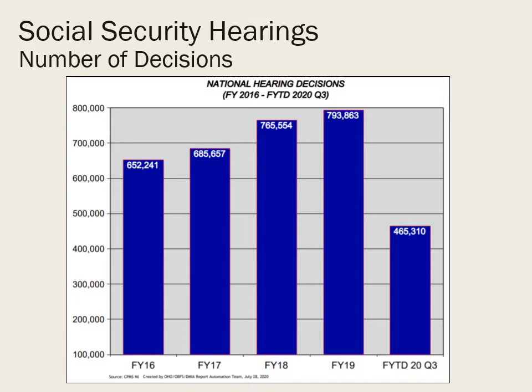The Social Security Administration has a particularly robust adjudicatory system, including ODAR, as well as a separate Office of Hearings and Appeals for non-disability related benefits. You can see that the Social Security Administration typically hands down many hundreds of thousands of decisions per year. We've got a drop-off to a mere 465,310 up to Q3 of fiscal year 2020. That drop-off is a result of the pandemic.